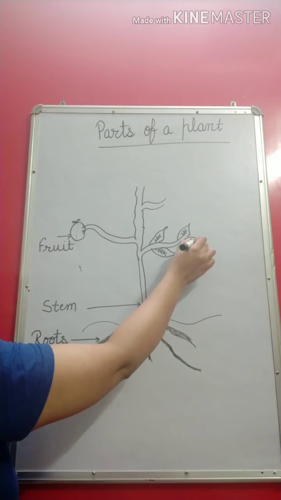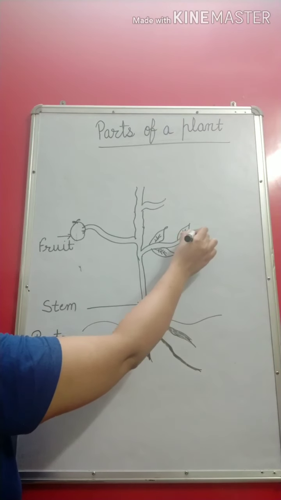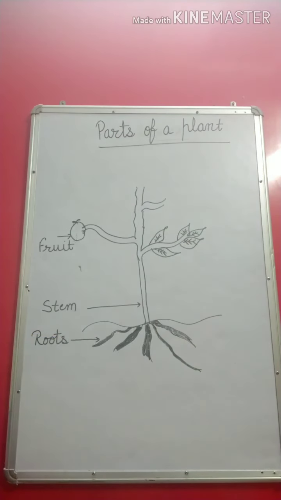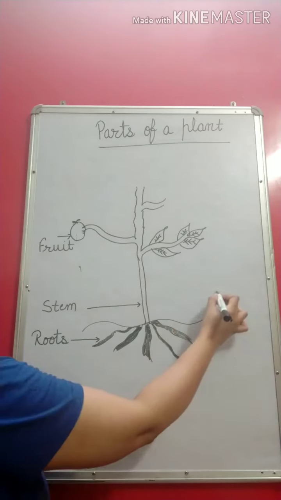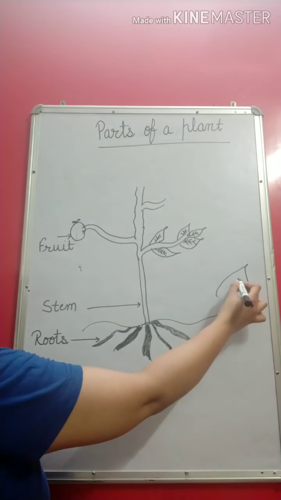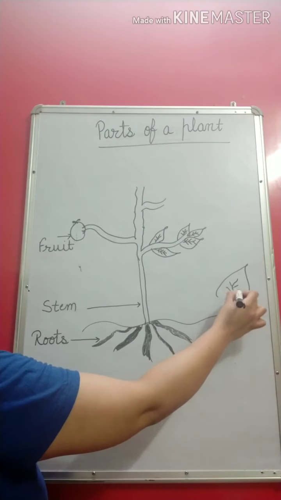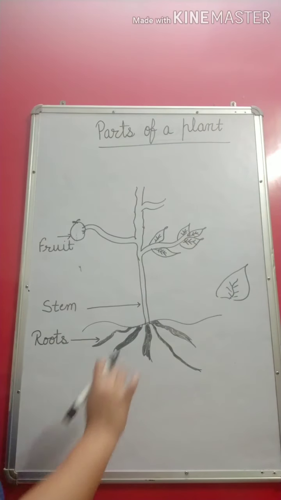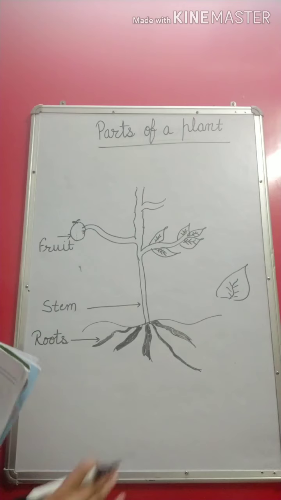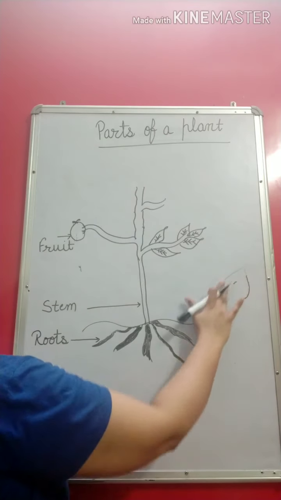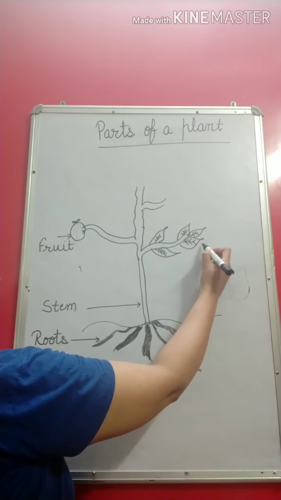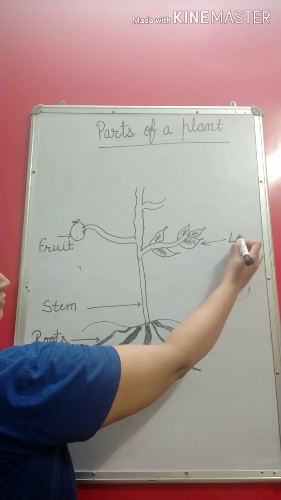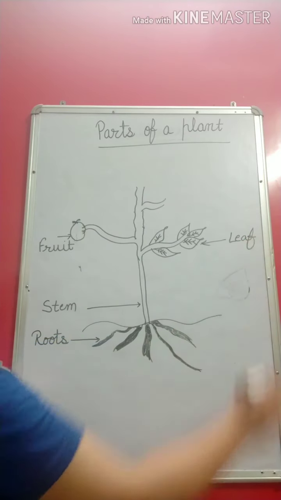So this is the way I am drawing the leaves here. You can draw as many leaves as you want, and it's very easy to draw a leaf. We make a curve like this, and then a center line and then markings like this. This is the way of drawing the leaf. So all of these which I have drawn here are leaves. So I am marking this also as leaf.